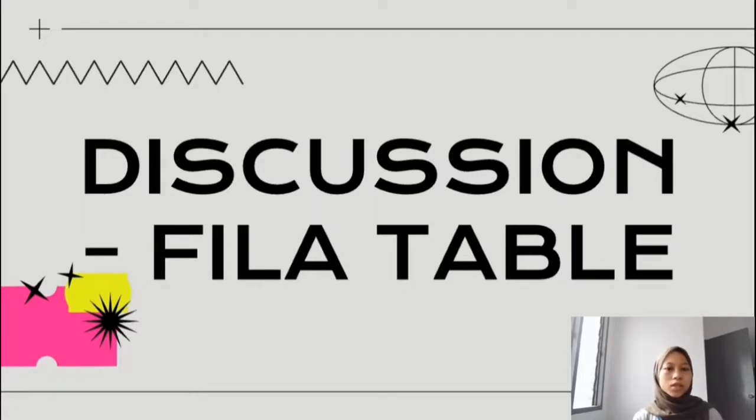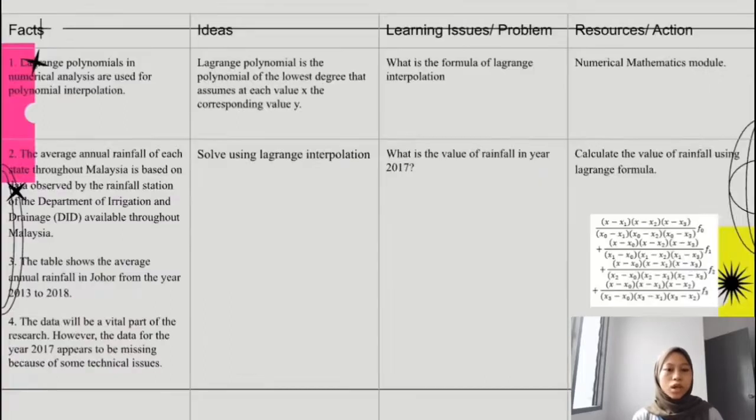Today I am going to present on the Lagrange table. For our problem statement, the average annual rainfall of each state throughout Malaysia is based on data observed by the rainfall stations of the Department of Irrigation and Drainage available throughout Malaysia. The table shows the average annual rainfall in Johor from the year 2013 to 2018. The data will be a vital part of the research. However, the data appear to be missing because of some technical issue. So we solved the problem by using Lagrange interpolation.